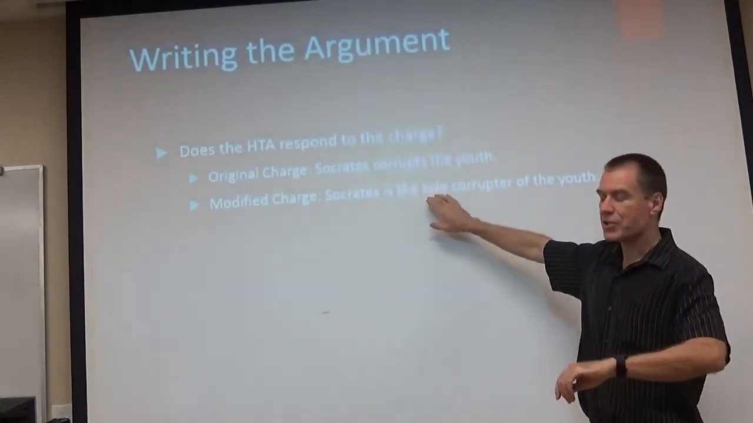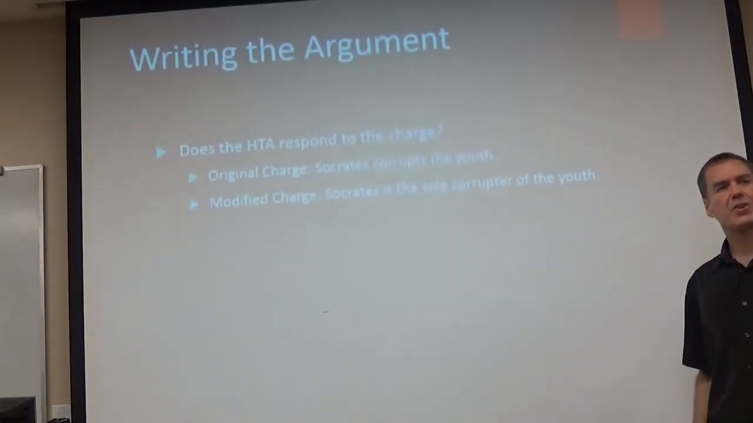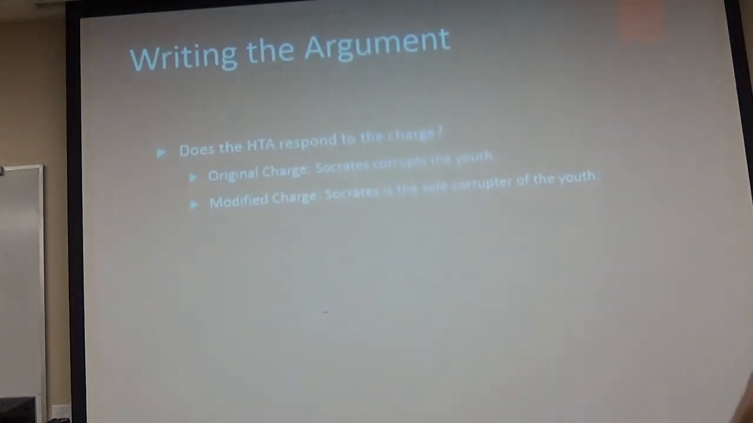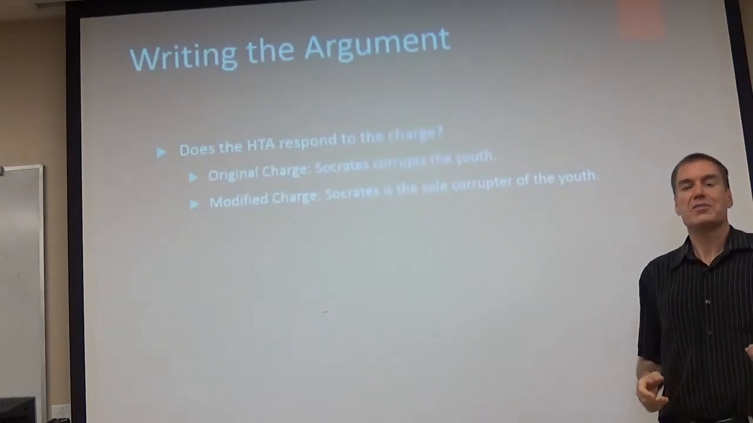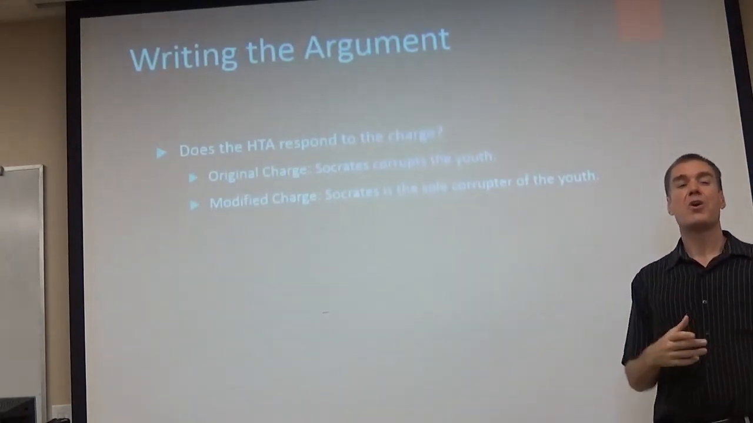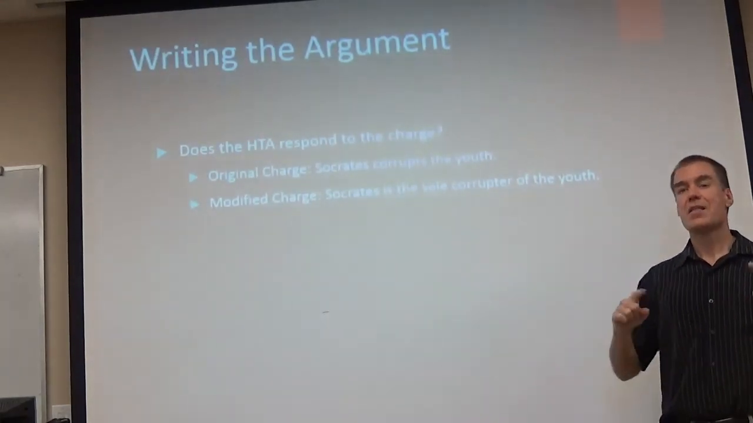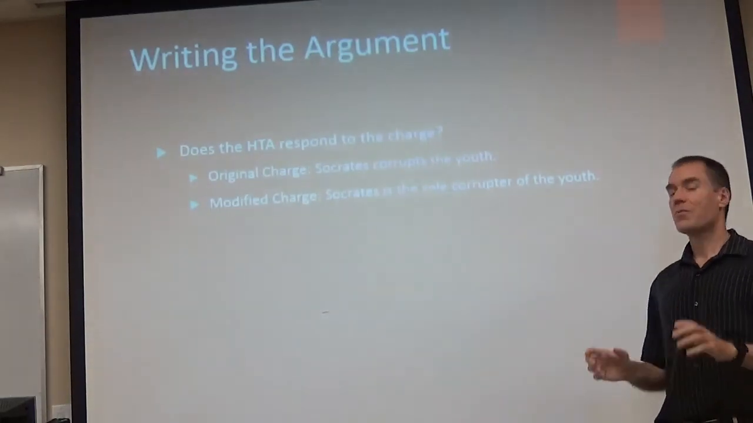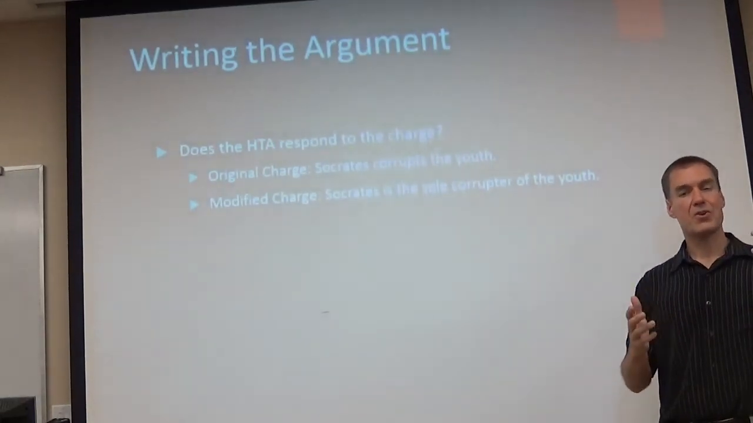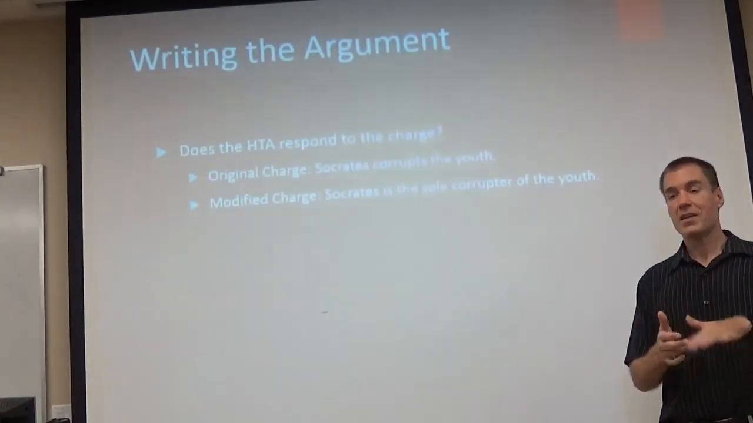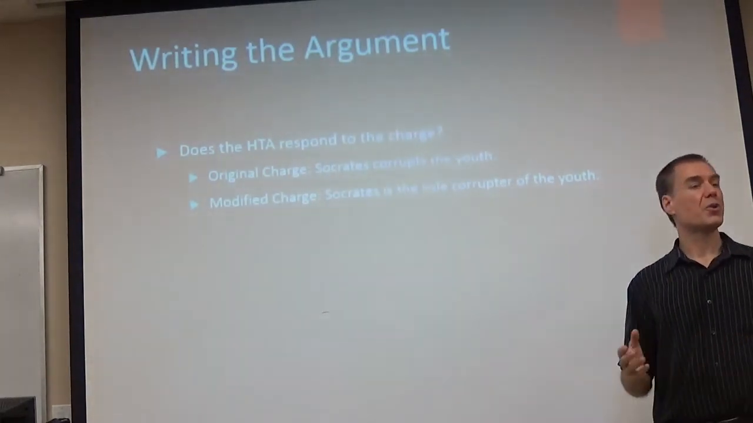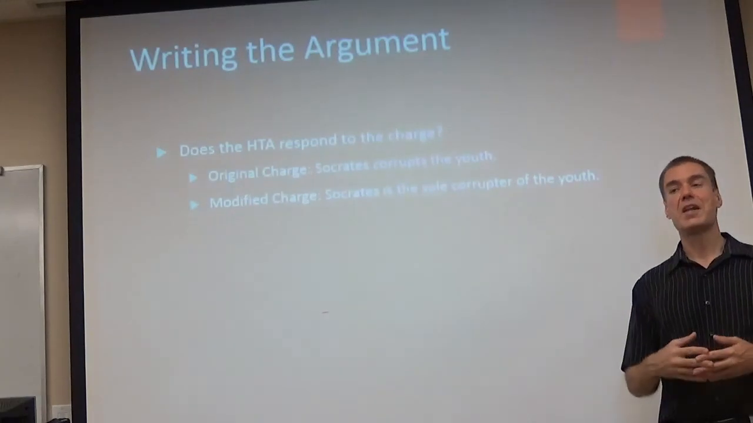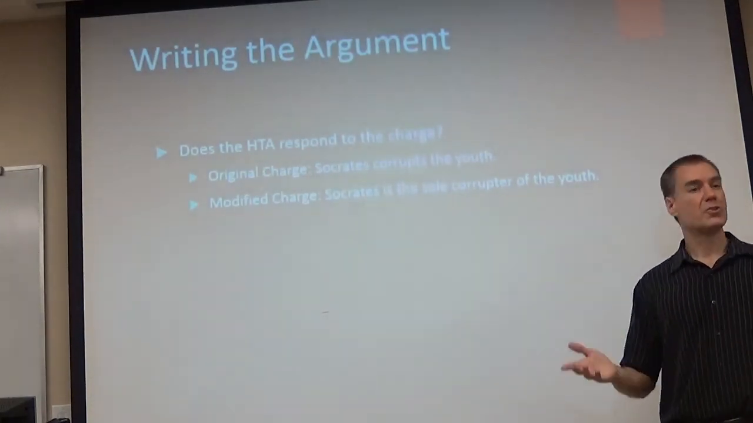Now in regard to the modified charge, the answer, again, is in one sentence. If you think the argument worked, you'd probably just say this: I've shown the argument succeeded as an analogy. The argument shows that what is true of the horses, the many corrupt, the few benefit, is true of the youth. Miletus's charge is that Socrates is the only corrupter. Given the success of the analogy, it refutes the charge.